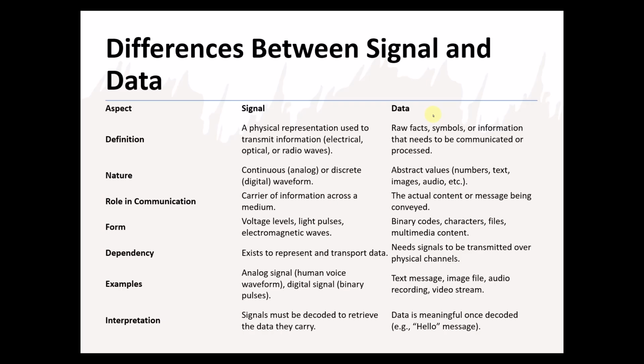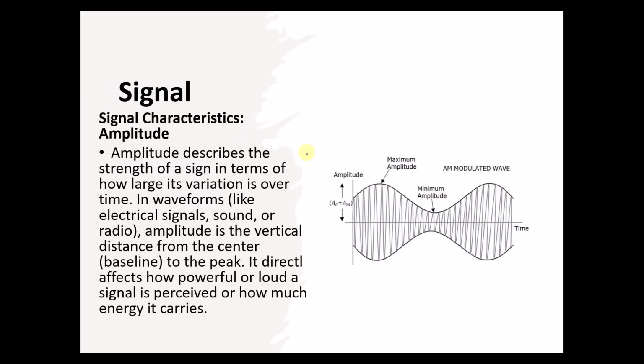Signals can be analog or digital, and data can be in the form of text, images, and audio. The signals must be decoded to retrieve the data. So if the signal gets to the receiving end, the device receiver has to remove the data from the signal. Data is meaningful once the receiver decodes it, and then we call that information. So from the definition of signal, you should know that the data is what we encode on the signal so that we can transmit them. These are the few differences that we have here.